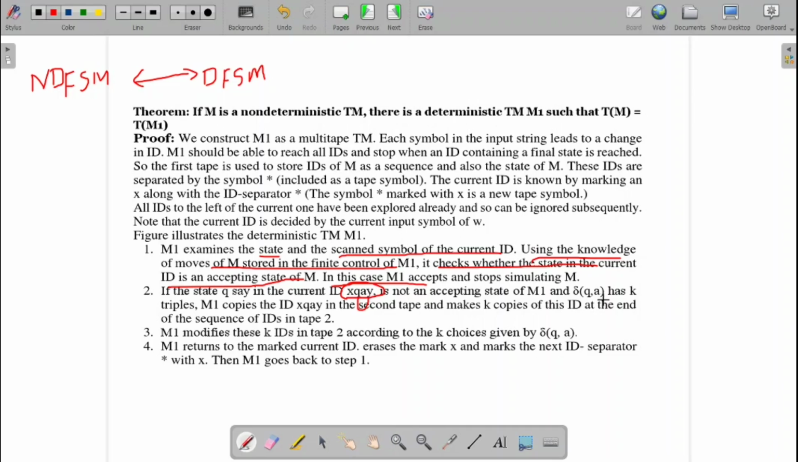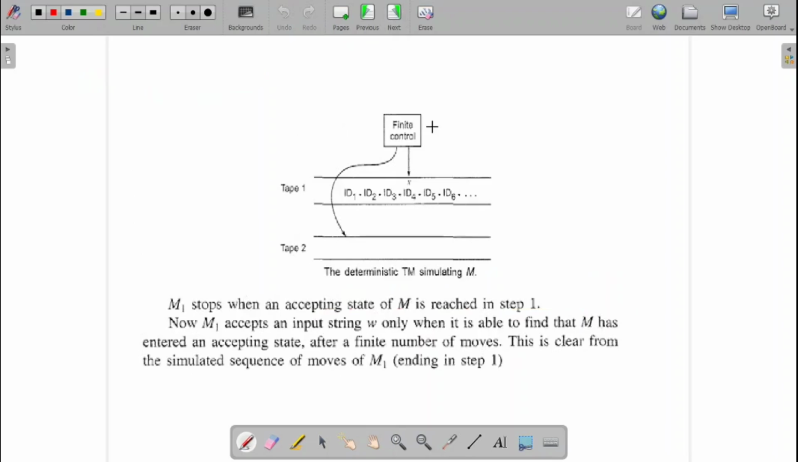then delta of Q upon A gives K triples. M1 copies the ID X, Q, A, Y to the second tape and makes K copies of the instantaneous description at the end of the sequence of IDs in tape 2. Then M1 modifies these K IDs of tape 2 according to the K different choices defined by the transitions. Then M1 returns to the marked current ID, erases the mark X, and marks the next ID separator star with the X. Then M1 goes back to step 1, which is depicted in this figure.